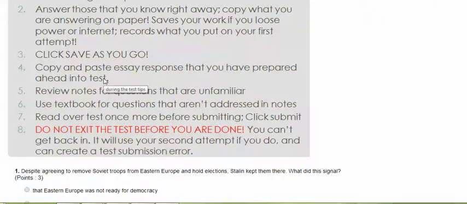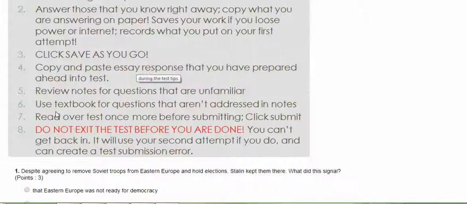Okay, make sure you click Save as you go, copy and paste easy essay responses that you have prepared ahead of time into the test, and review the notes for questions that are unfamiliar to you. Use textbooks for questions that aren't addressed in the notes, and read over the test once more before submitting. Click Submit once you are done.